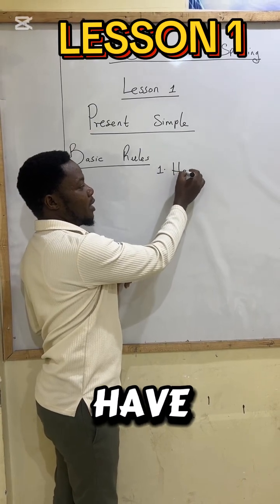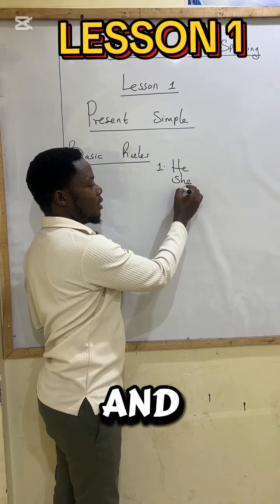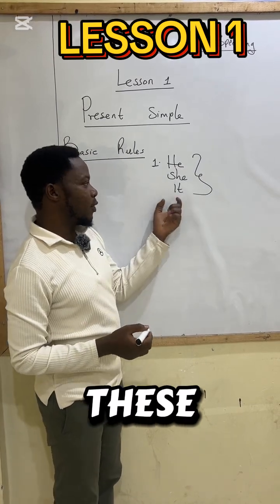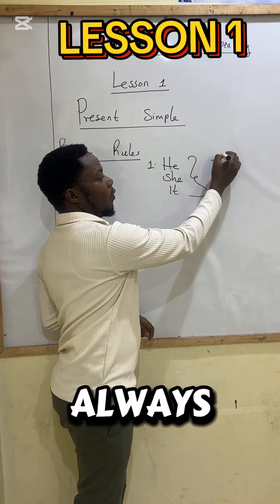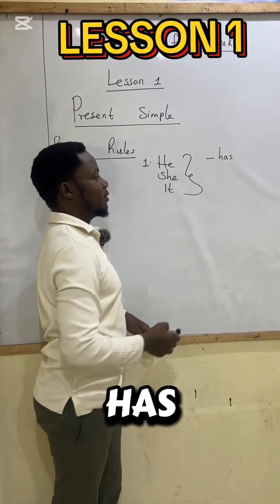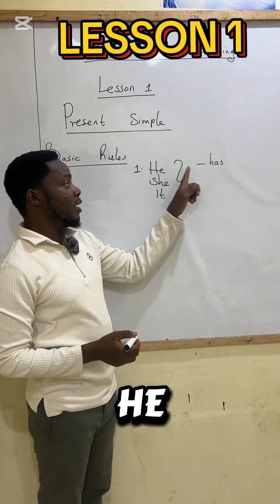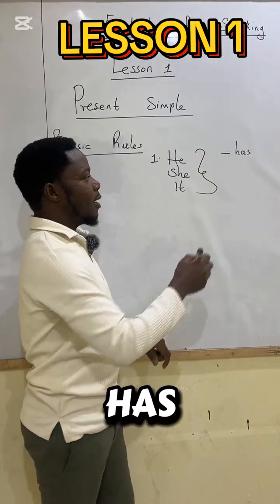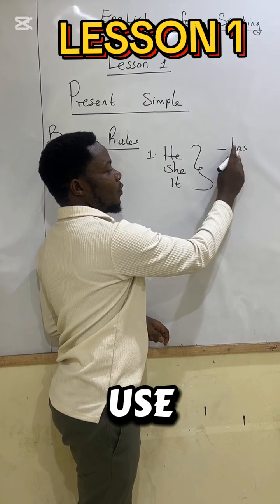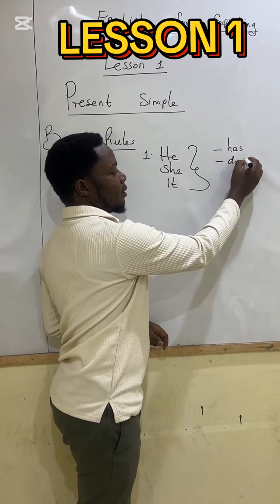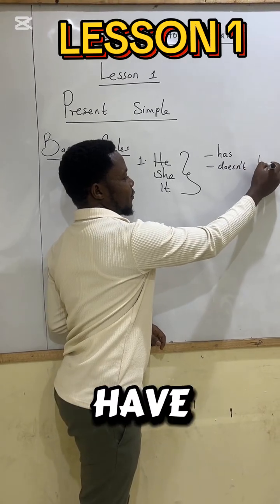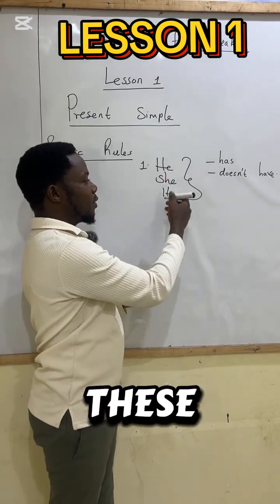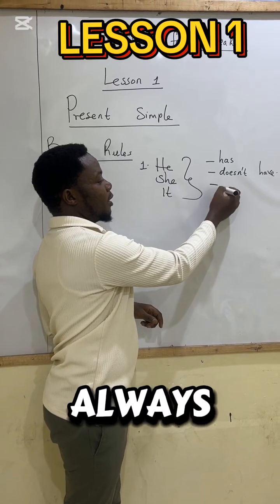When we have he, she, and it, when you use these pronouns, number one, we always use them together with has. For example, he has a new phone, she has and it has. But negative, we usually use doesn't have.